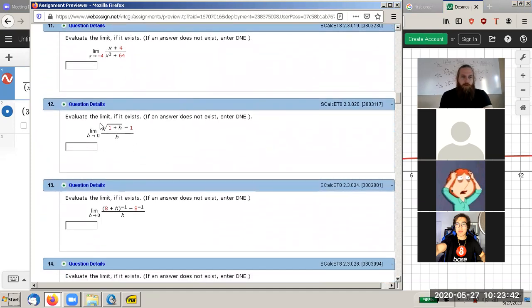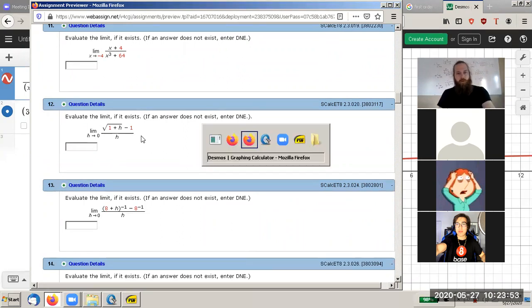12. So 12 is a multiply by the conjugate trick. We did look at a couple of these last week. I'll get you started on 12. And I'll do my best to hold back and not finish the whole thing.